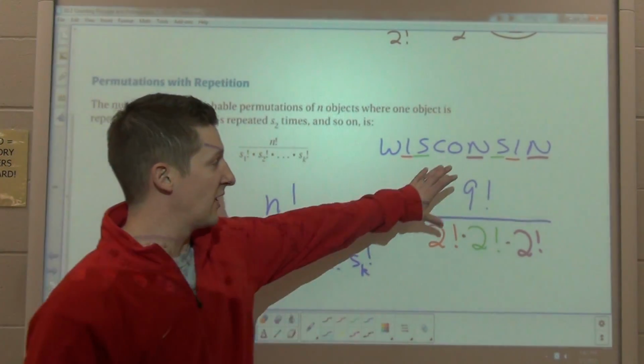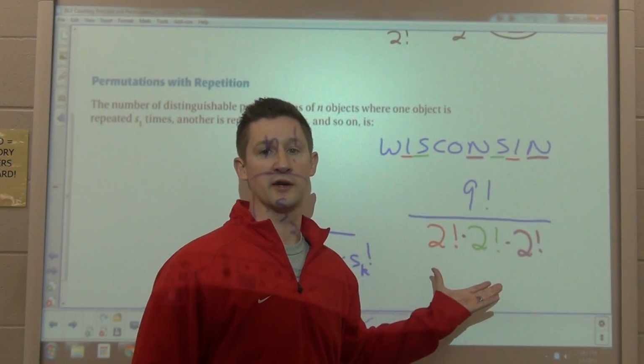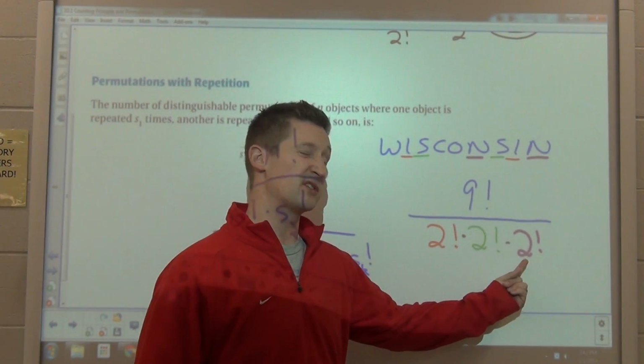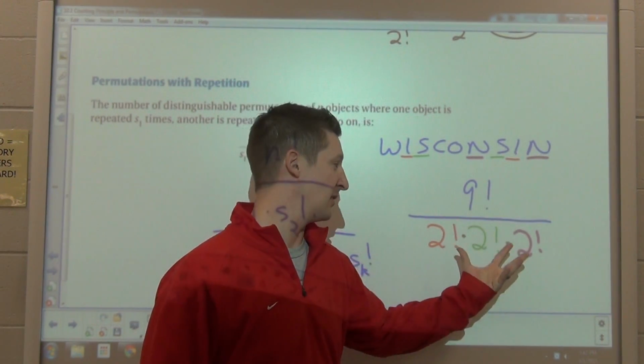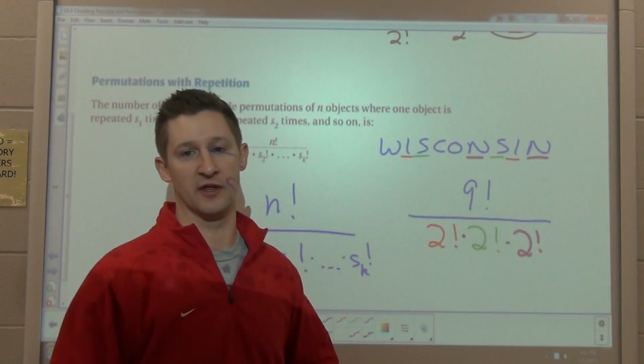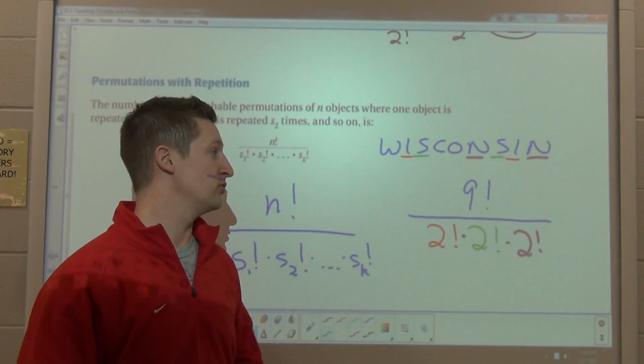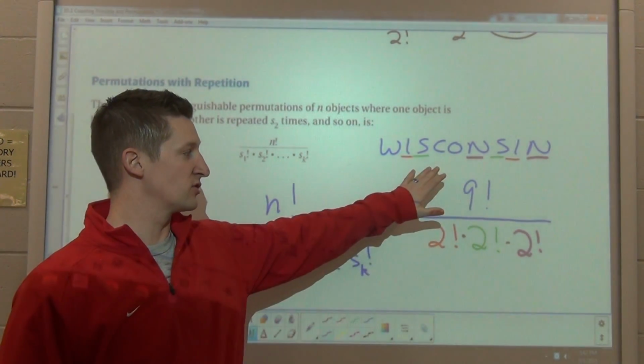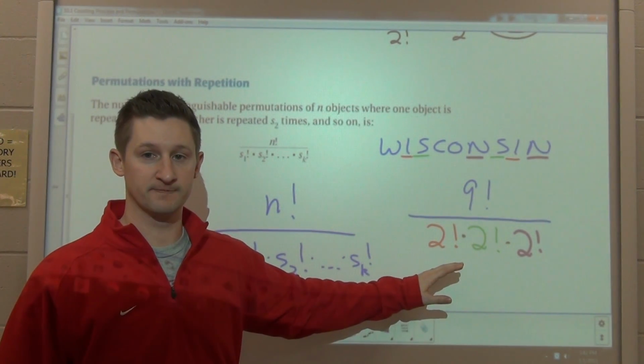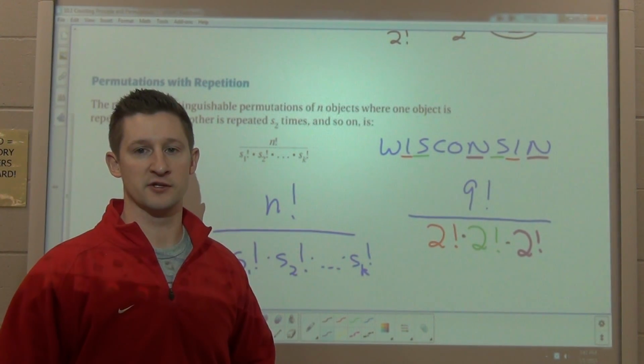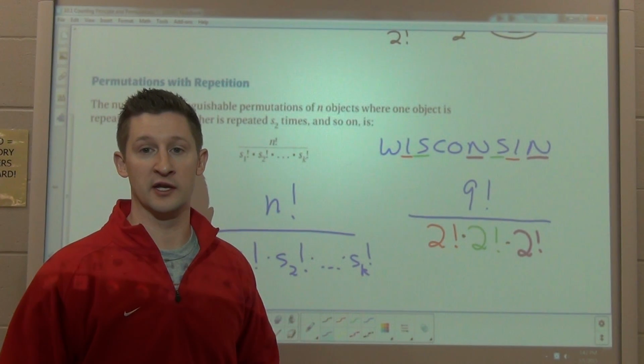So I take my 9 factorial divided by this product. 2 times 2 times 2 is 8. 9 factorial divided by 8 is going to be, I'll let you figure that out on your own. But that's how you would work with permutations where there are repetitions. And you'll get some practice on that in your assignment. And that's it for lesson 1 in chapter 10.